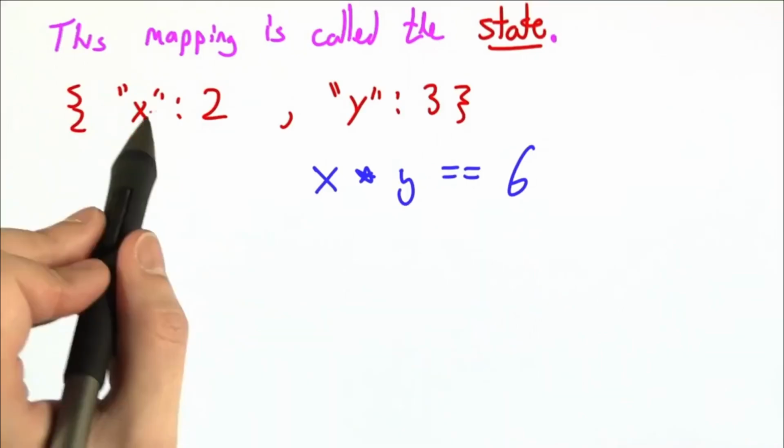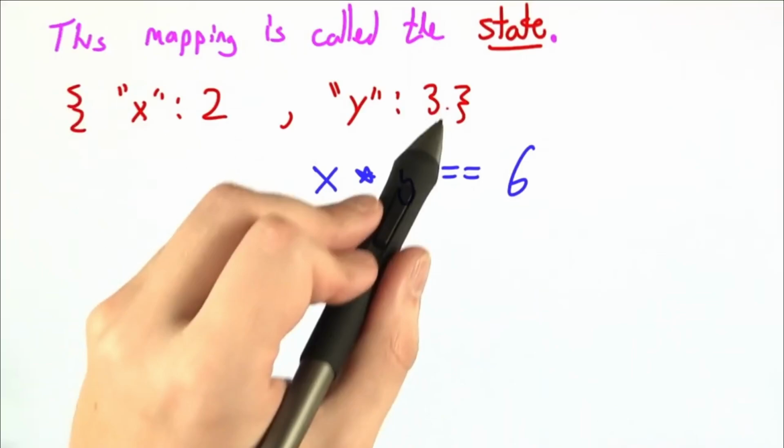Right now, x is 2. Right now, y is 3. 2 times 3 is 6. So the value of this expression is true if this is the state of the world.